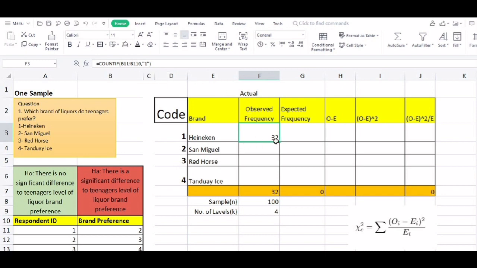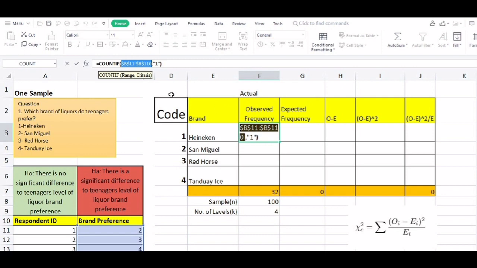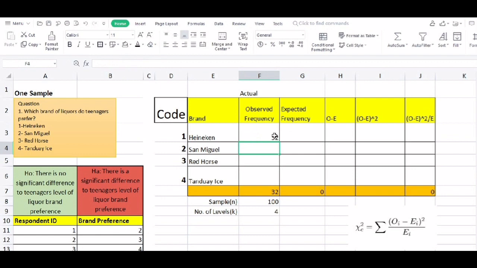If we're going to drag this down, there will be discrepancies because the cells will be moved. That's why, in order for the cells not to move, we're going to freeze it by pressing F4 on our keyboard. And after that, we can drag it down. So you're going to change only the condition.